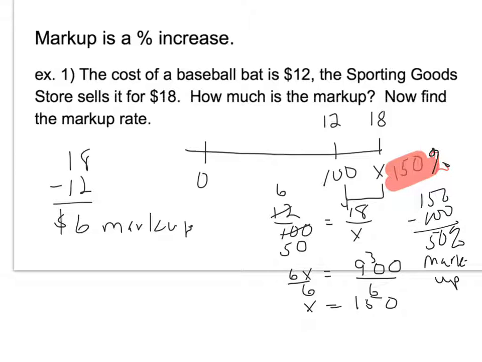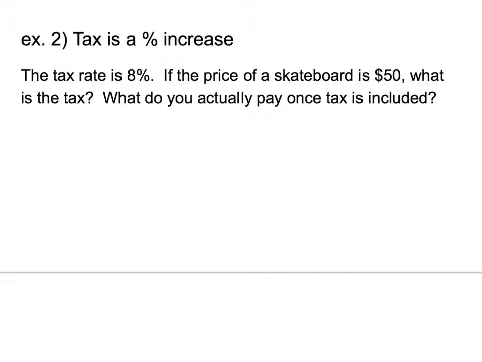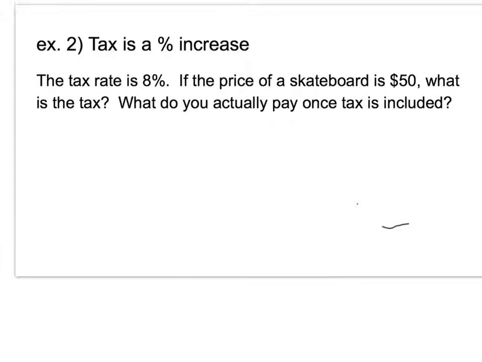Okay, let's look at the next one. Tax is a percent increase. So the tax rate is 8%. If the price of a skateboard is $50, what is the tax? And what do you actually pay once tax is included?